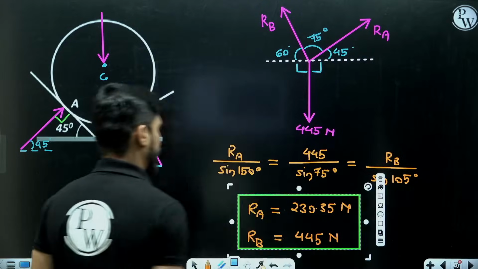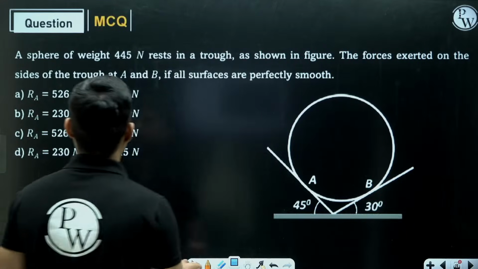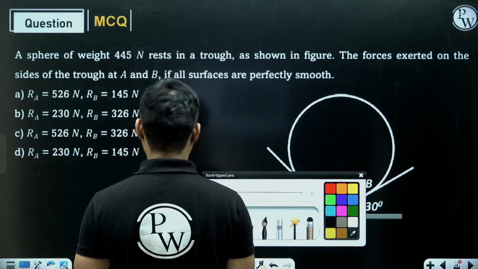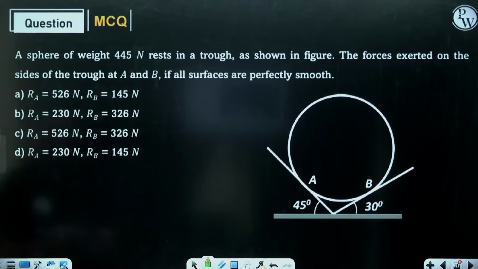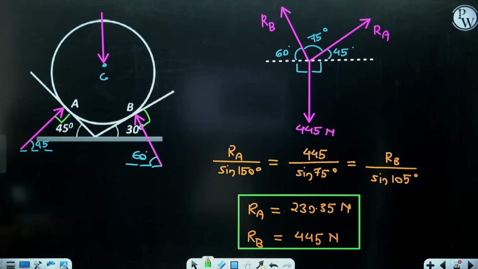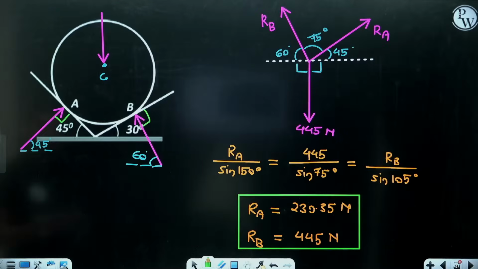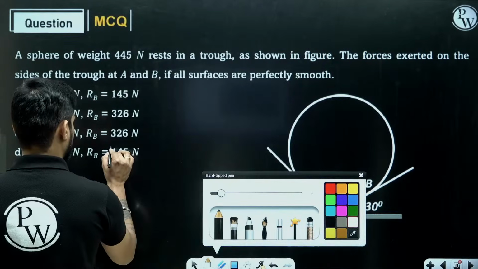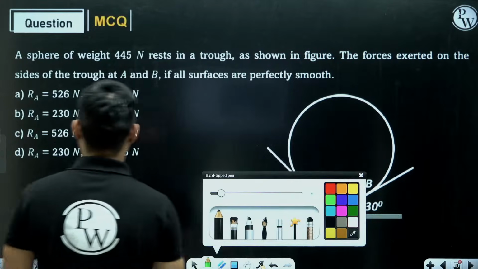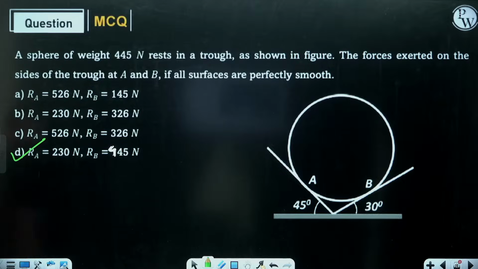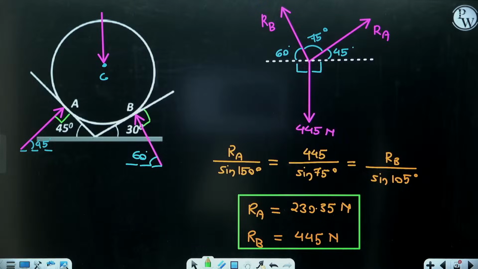So 230.35 and 445. RB is coming out to be 445. Here it is written 145. How come? Let me check again. 445 sine 105 divided by sine 75. It is 445. It means one of the answers is wrong. So we are getting RA 230 and RB 445. This must be 445 then. Okay, so in that case, D will become the answer. RA is 230 Newton and RB is 445 Newton.